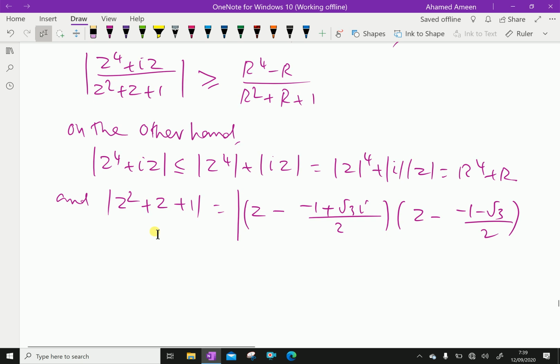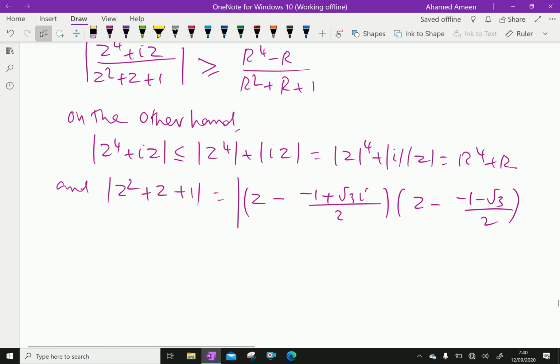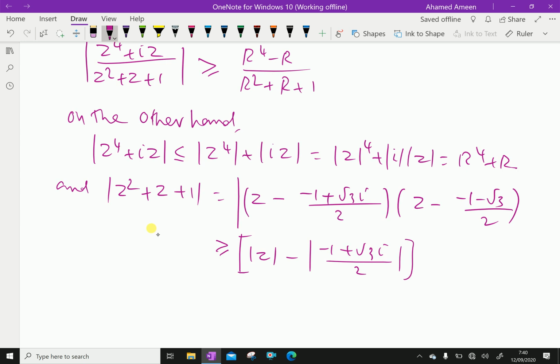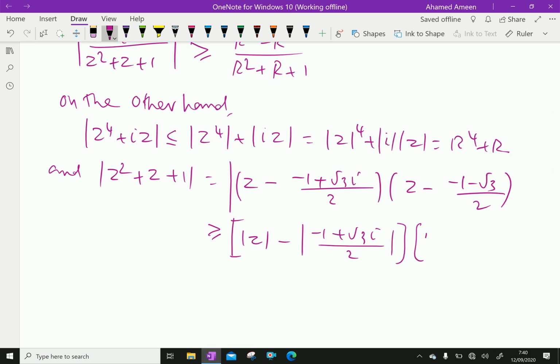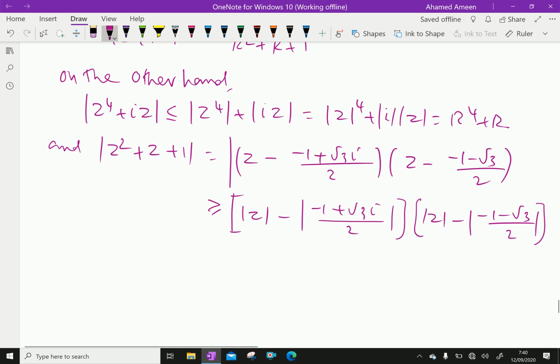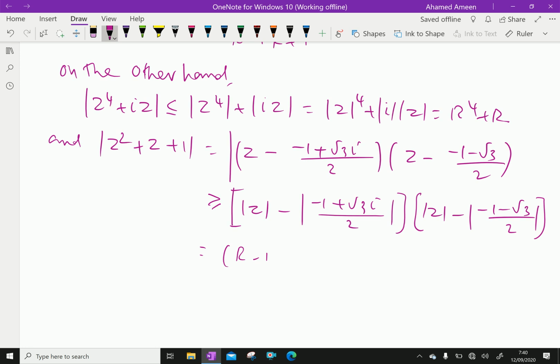Now here we can write this as lesser or equal to modulus of z minus modulus of (minus 1 plus root 3i) over 2. Take modulus both sides. Then same, modulus z, modulus of (minus 1 minus root 3i) over 2, which is equal to r minus 1, which is equal to r minus 1 the square.